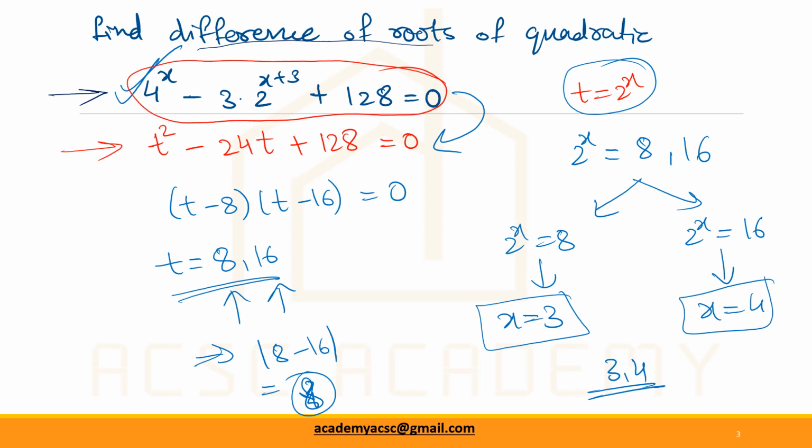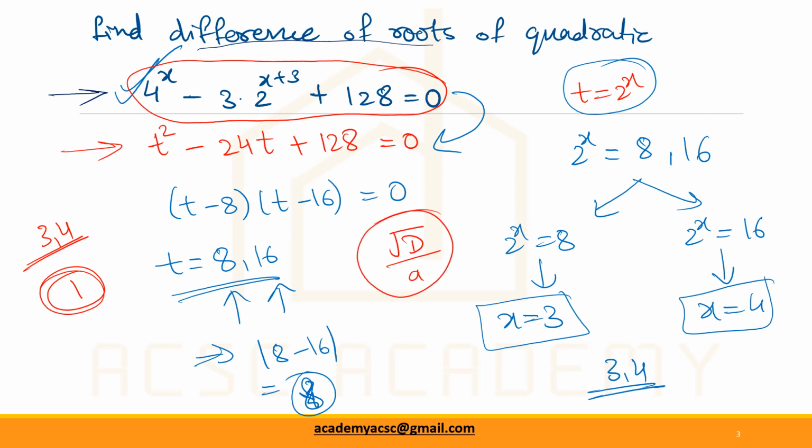So for this particular equation we need to find the difference of roots, and we have already got the two roots to be 3 and 4, so their difference will be 1, and that will be our answer. Now you might be wondering, why did we find the roots here and then take their difference instead of applying the formula which we have just seen, root d by a? Why didn't we use this formula?